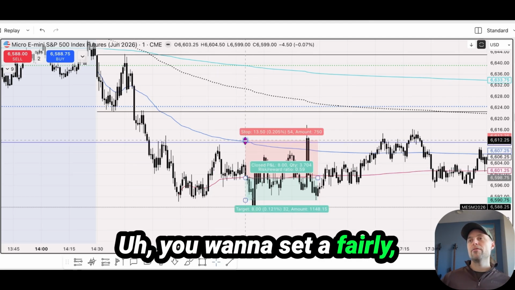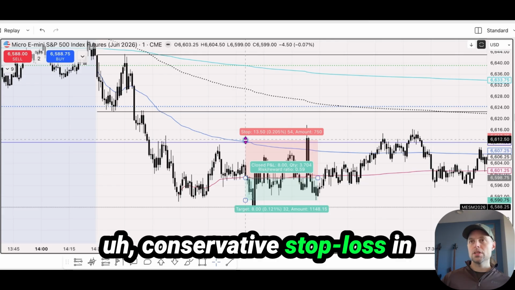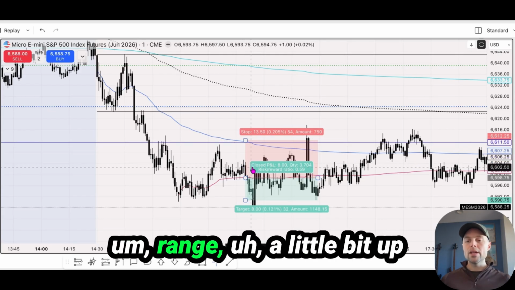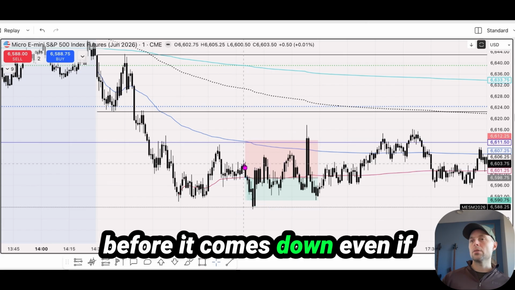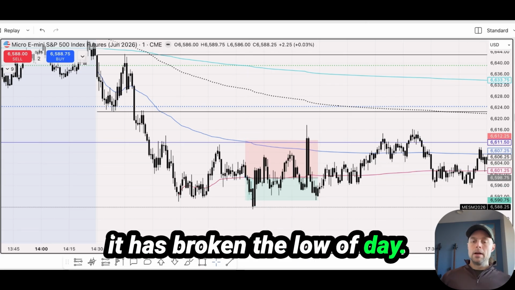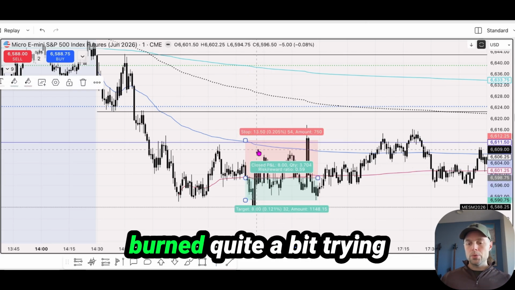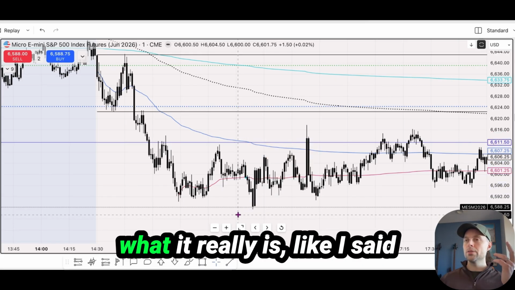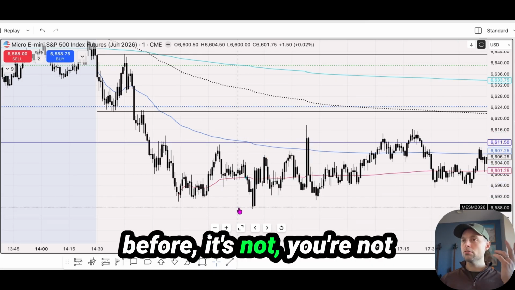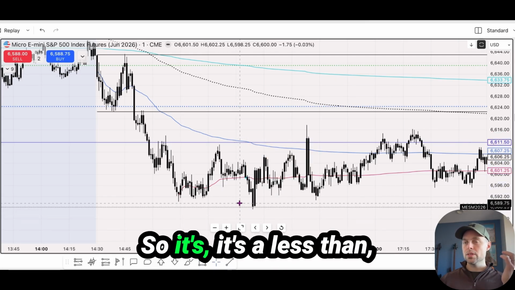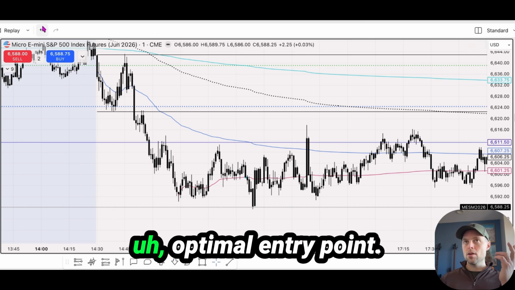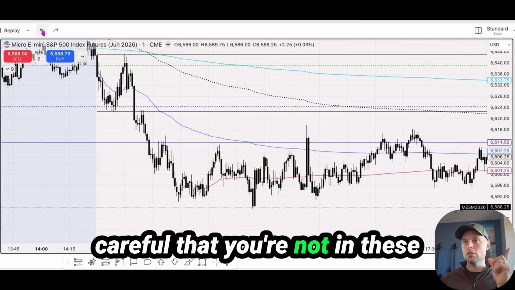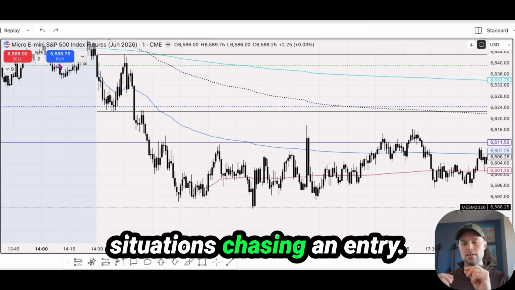You want to set a fairly conservative stop loss in this case, because you don't know if it's going to range a little bit up before it comes down, even if it has broken the low of day. I want to caution here. I've actually gotten burned quite a bit trying to trade these because psychologically, like I said before, you're not trading at the fair value. So it's a less than optimal entry point.